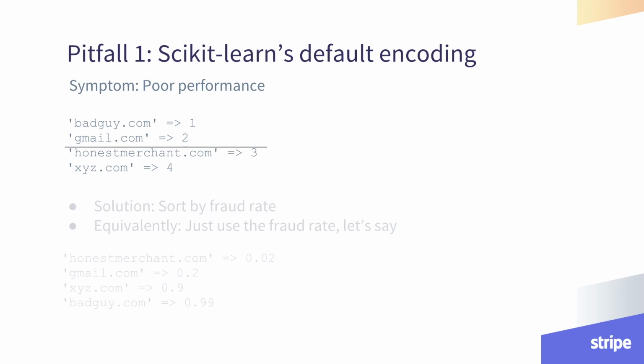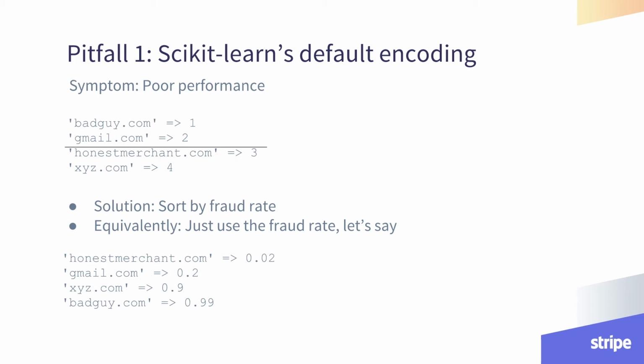And the natural solution is to sort the keys by fraud rate. Or equivalently, we can just compute the fraud rate for each key and replace the variable with the fraud rate. And now we can do a split for domains that are less fraudy than 0.5 and domains that are more fraudy than 0.5. Or the tree can choose whatever split it wants. But it'll produce much better splits this way.